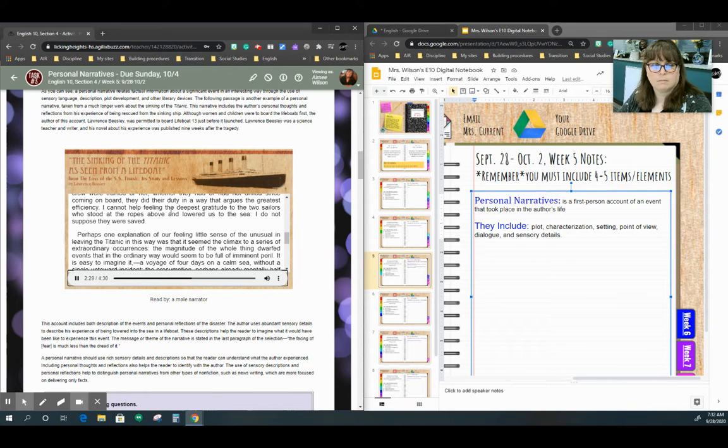I cannot help feeling the deepest gratitude to the two sailors who stood at the ropes above and lowered us to the sea. I do not suppose they were saved. Perhaps one explanation of our feeling a little less sensible than usual leaving the Titanic in this way was that it seemed a climax to a series of extraordinary occurrences. The magnitude of the whole thing worked events that in the ordinary way would seem to be full of imminent peril. It is easy to imagine a voyage of 4 days on a calm sea without a single untoward incident.